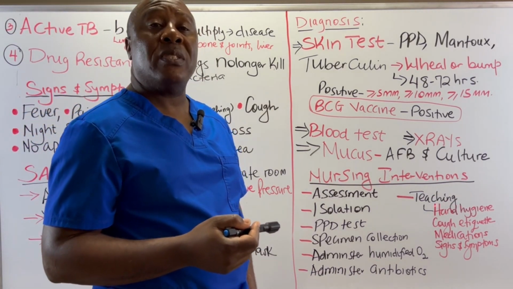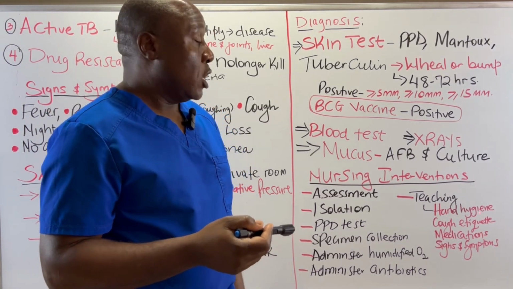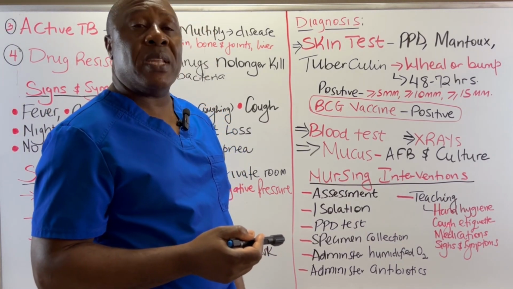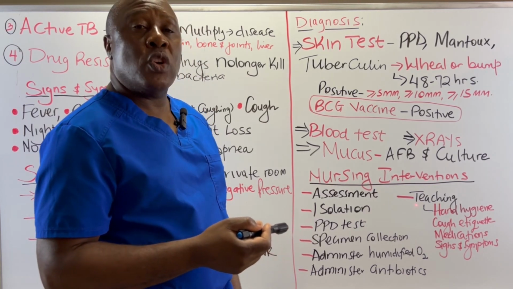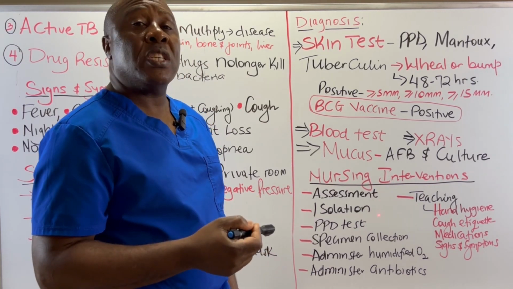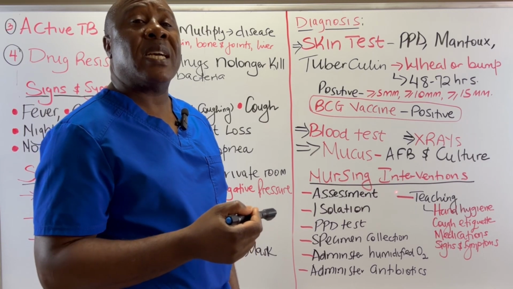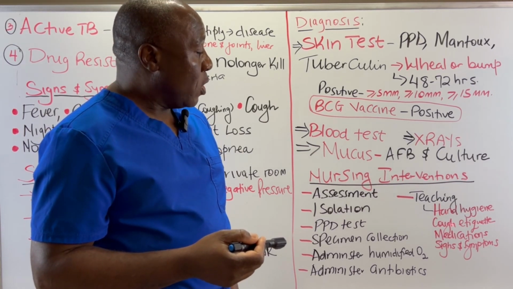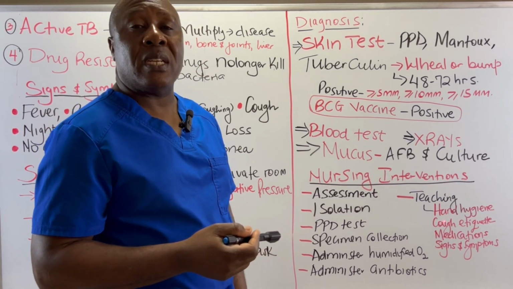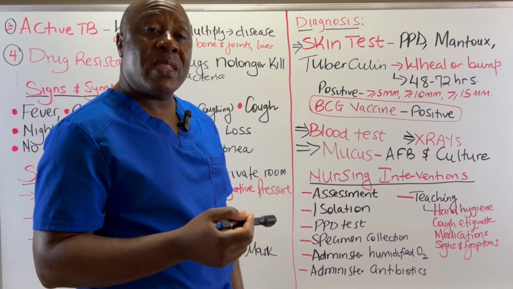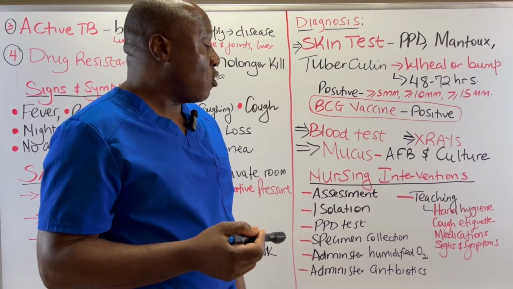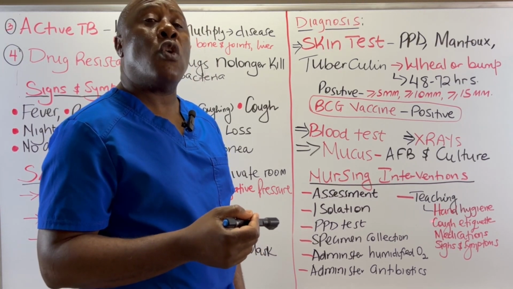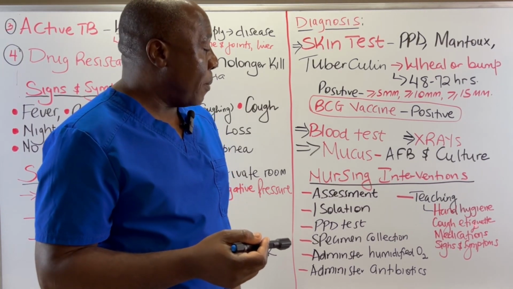Teaching is one of those things that nurses do, especially to the patients and their families. For these patients with TB, you teach them hand hygiene, to wash their hands, because hand washing is one of the simplest methods that can keep pathogens at bay. We also teach them about cough etiquette, how they should cough. They should cover their mouths when they are coughing, or they should cough in tissue. And once they have coughed in tissue, they should dispose of it immediately and appropriately.